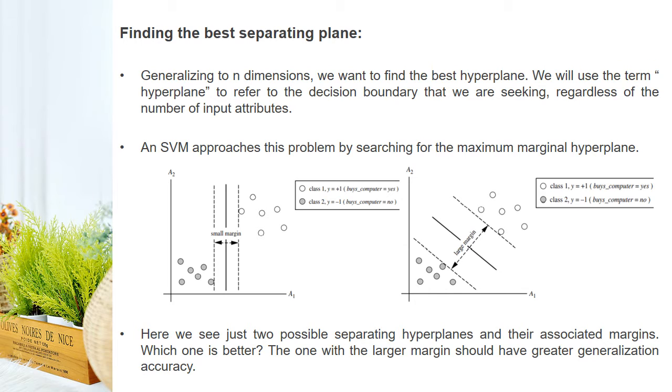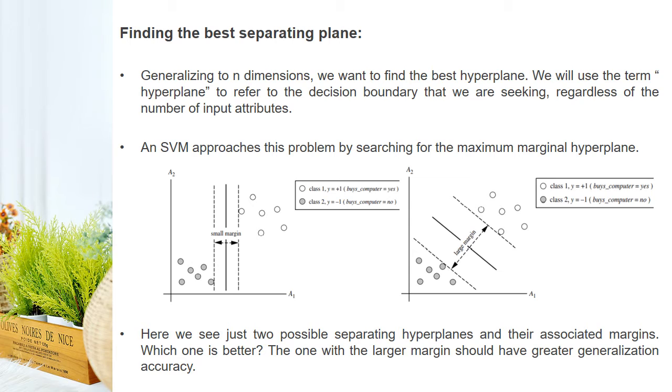Here we will see what is the best method for finding the margin or the hyperplane, finding the best separating plane. We will see by example. Generalizing to n dimensions, we want to find the best hyperplane. We will use the term hyperplane to refer to the decision boundary that we are seeking, regardless of the number of input attributes. An SVM approaches this problem by searching for the maximum marginal hyperplane.